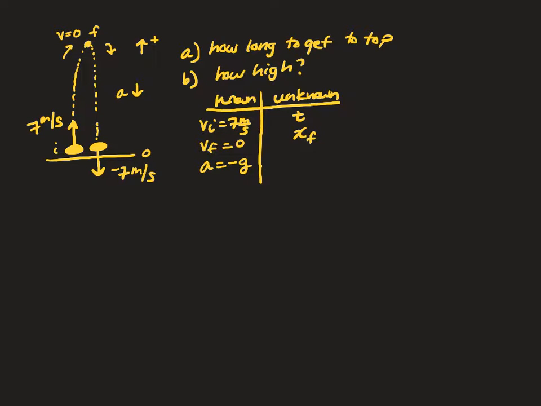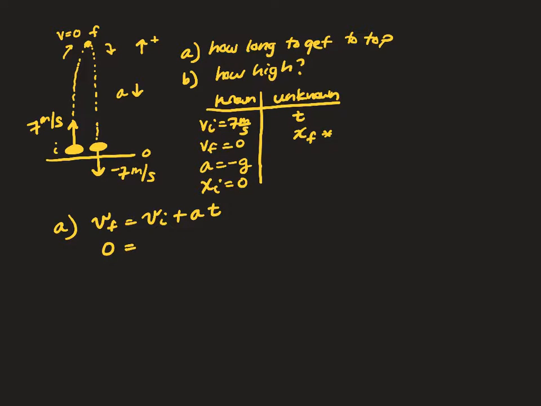The x final is actually what we want to figure out in B, but we do know that we start on the ground. So let's think about which equation is going to let us get the time to get to the top. The first two equations of the big three have time in them, but the second one also has x final, which we don't yet know. So the most efficient equation is the first one: V final is V initial plus a t.